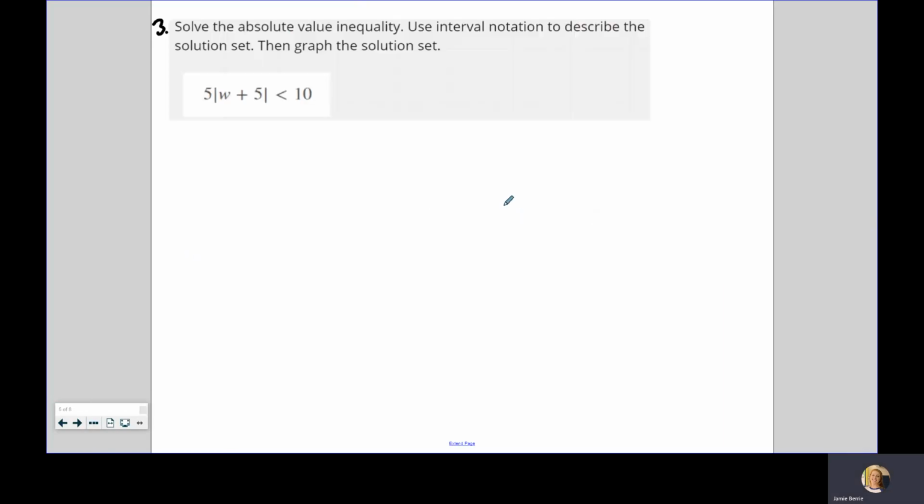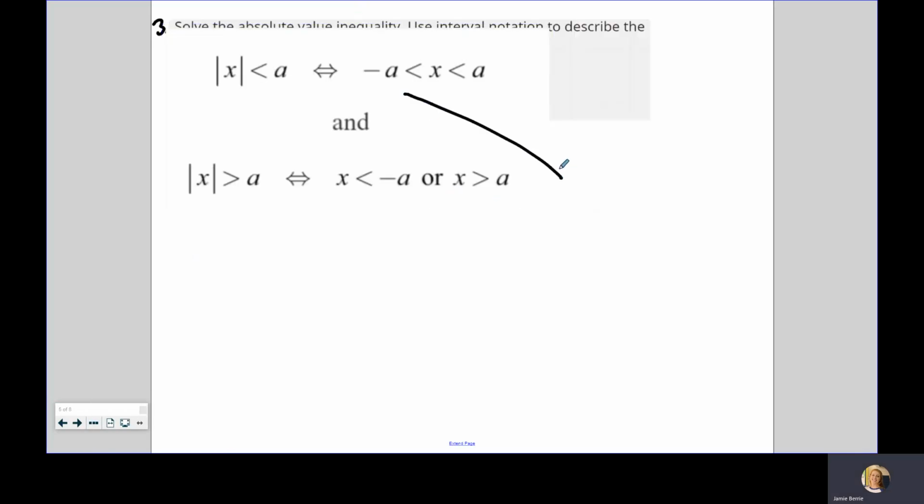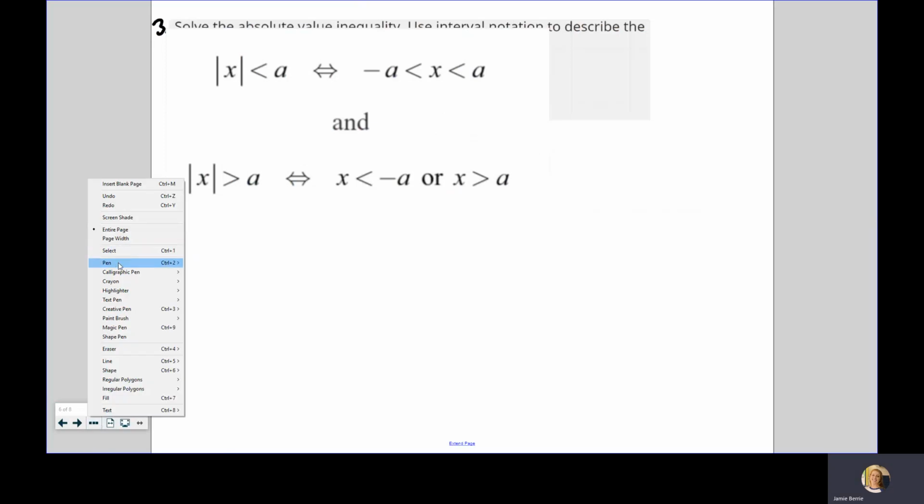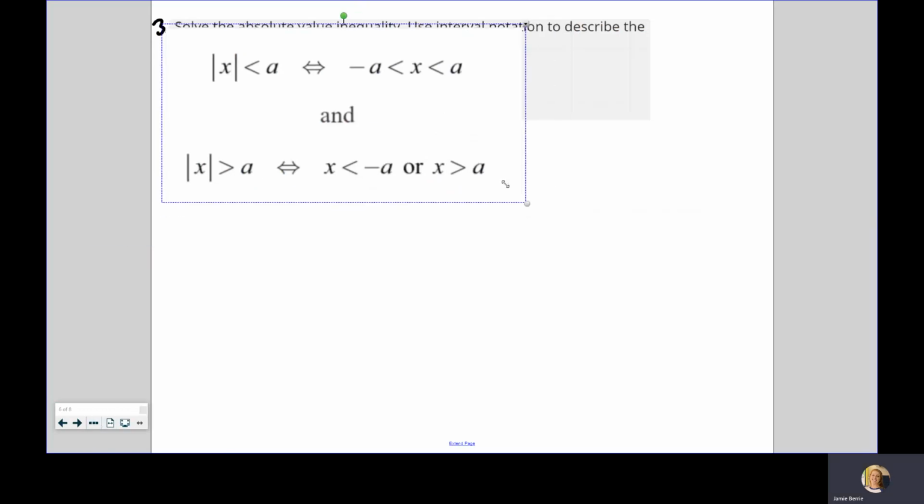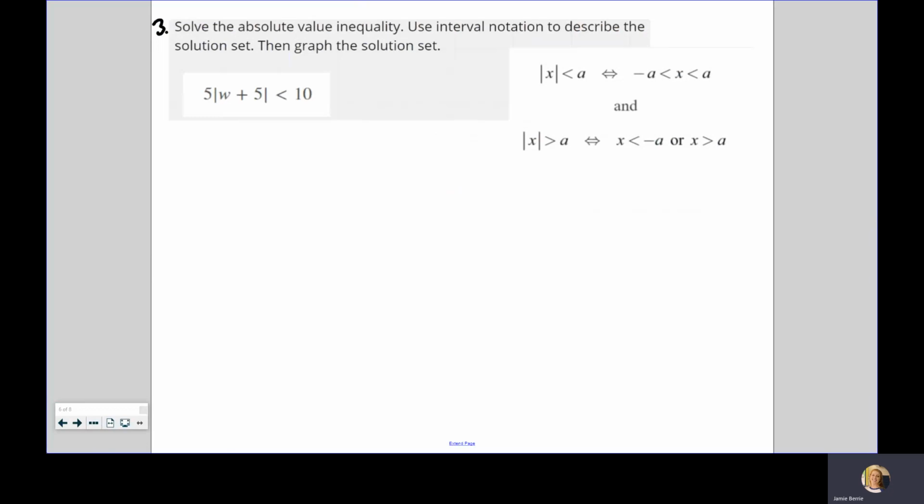All right, so here we go. Just going to put this over here. Make it small. Put it over here. Okay.